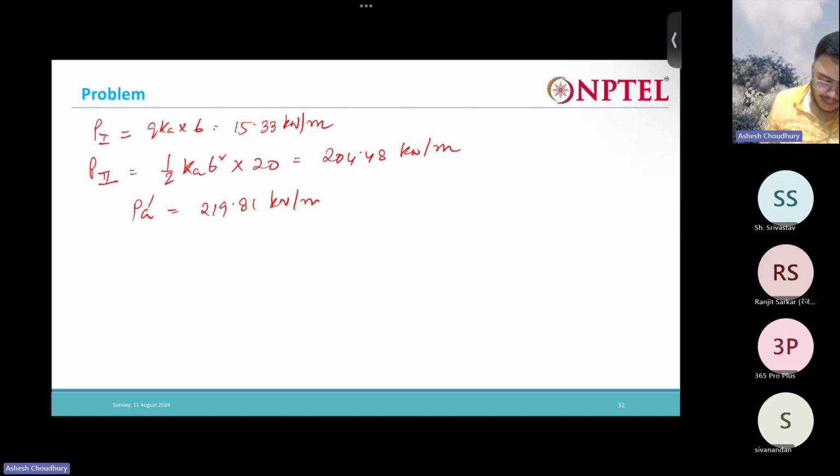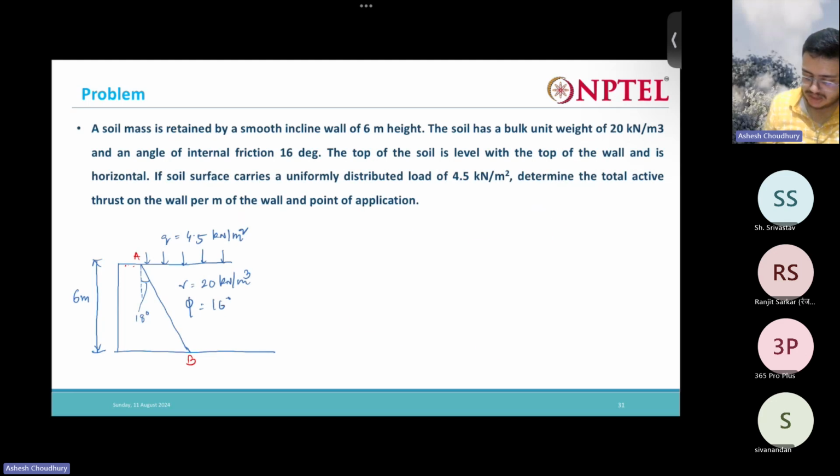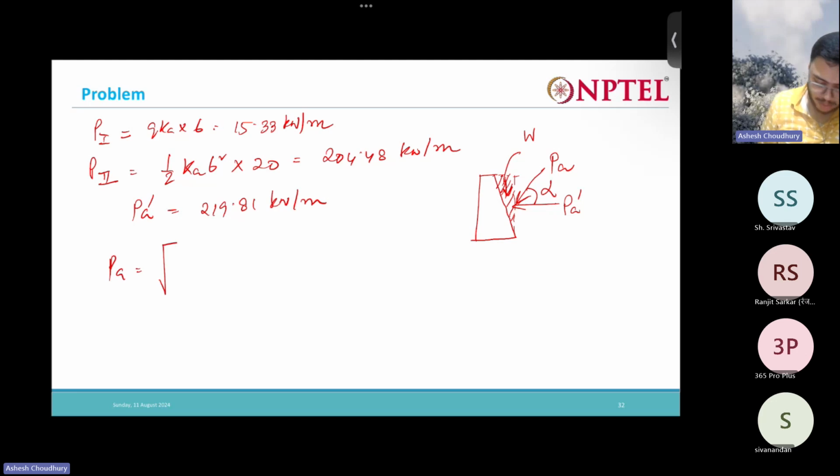Now see, like this we have made. So this is the PA dash that is acting here. Now if we combine this with the weight of this soil wedge W, which is acting downwards like this, you will get the ultimate PA. This is the final PA. So this W is nothing but the weight of this imaginary wedge of soil that you are considering. So PA will be the square root of PA dash square plus W square.